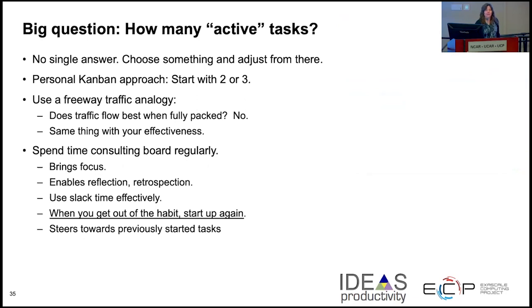So the big question is, how many tasks should I have? How many active tasks should I have? And there's no real single answer for anyone, but for your team, choose something. And if it gets too busy, then back off, or if it's not enough, you can add some. So think about the go-home traffic. It's usually no one's going anywhere. You're in a long line. The same thing happens with your effectiveness if you have lots of active tasks.